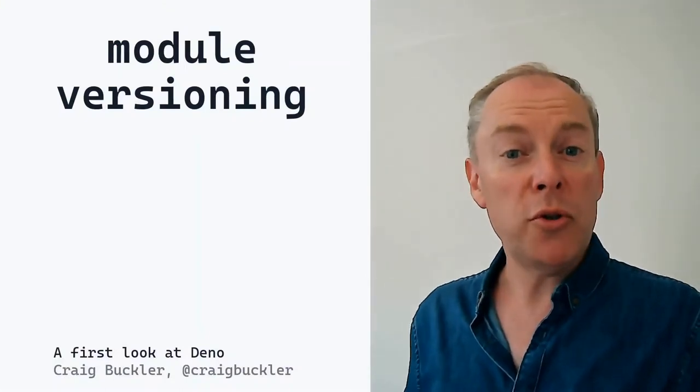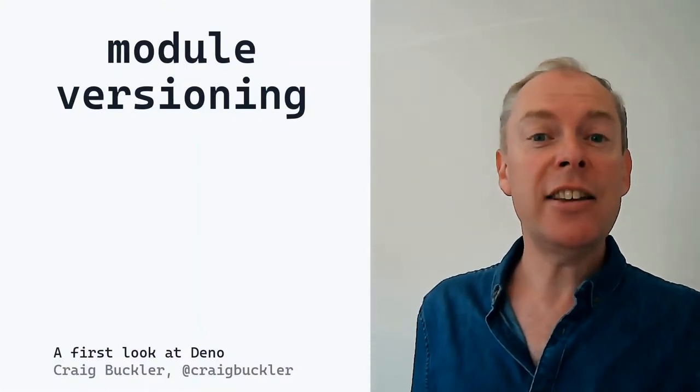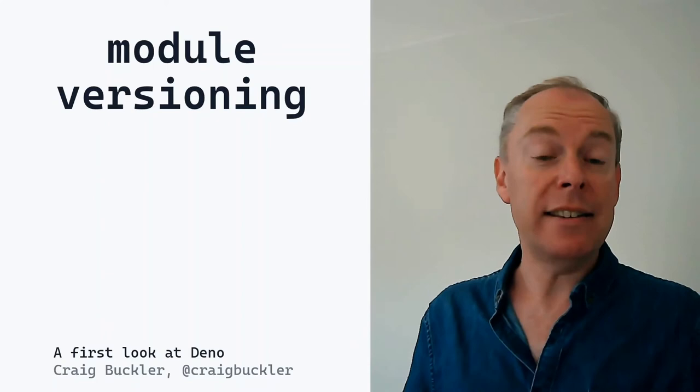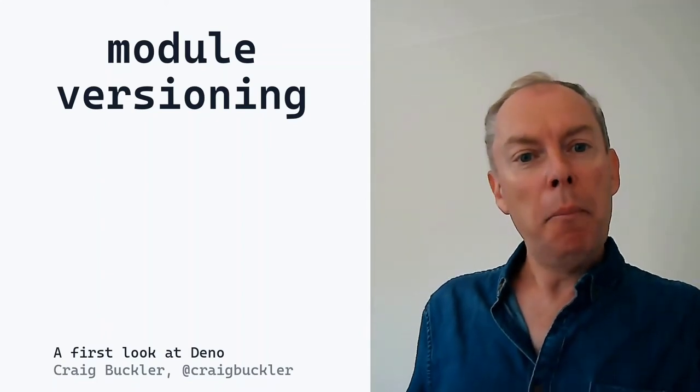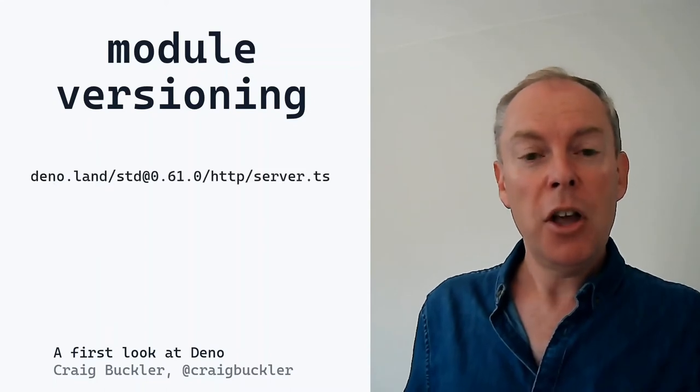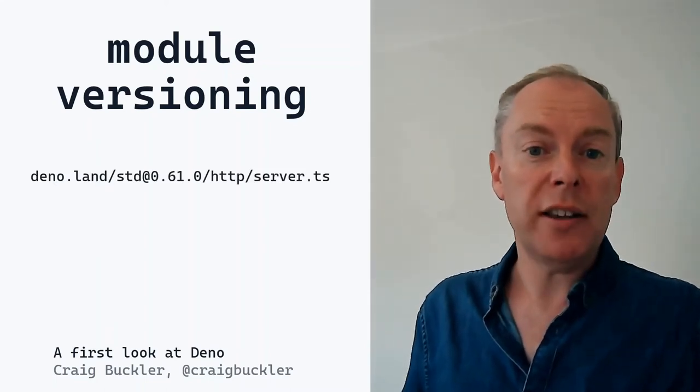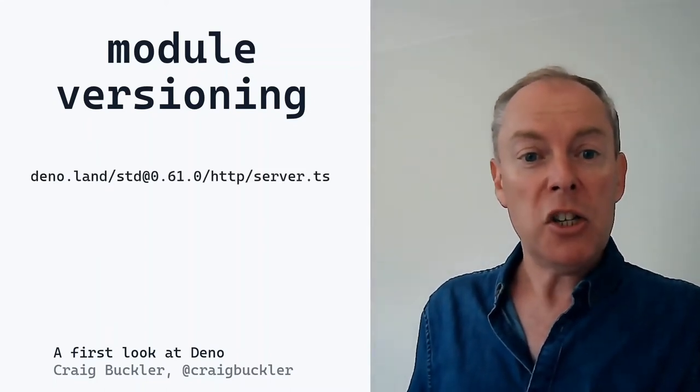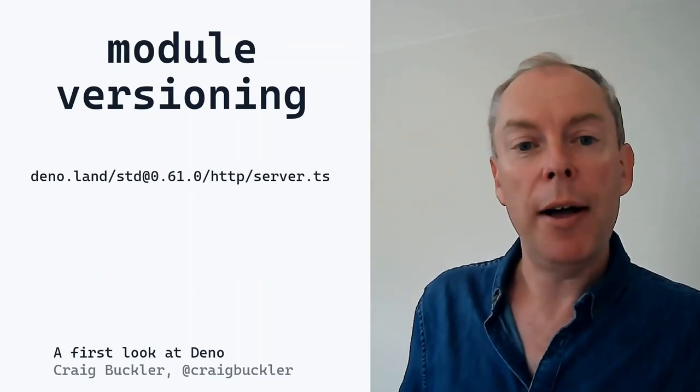The module URLs you've seen so far fetch the latest releases from the standard library at deno.land. But the convention is to choose a specific numbered version. So this URL selects version 0.61 of the server module, so we would know we're using the same code everywhere.